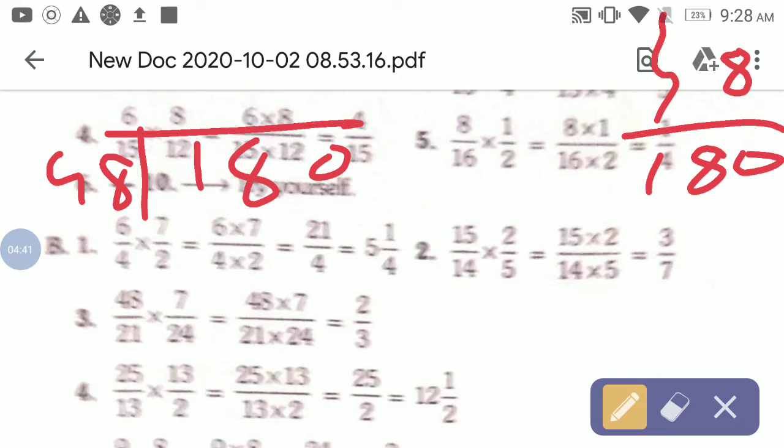As 180 is the bigger number, that will be your dividend, and 48 is the smaller number. 48 2s are 96, 48 3s are 144, and 48 4s are 192, which is a bigger number than ours. So you have to use 48 threes, that is 144.